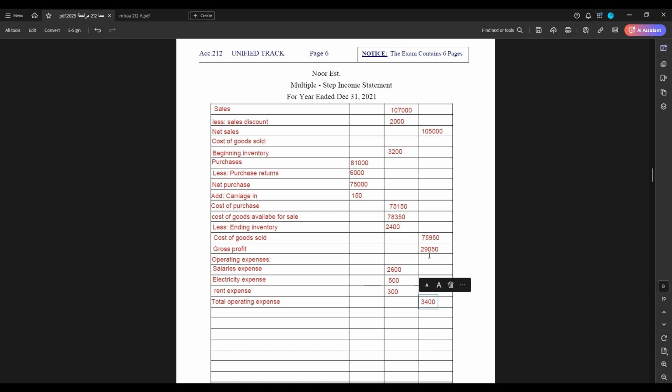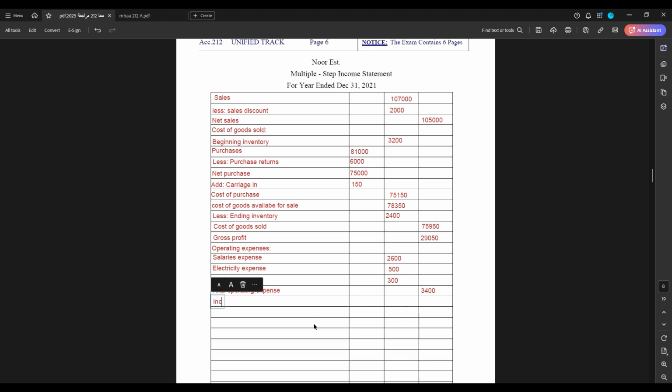Now to calculate the income from operations, we will deduct the operating expense from gross profit. So 29,050 minus 3,400 will give us the income from operations, which will equal 25,650.